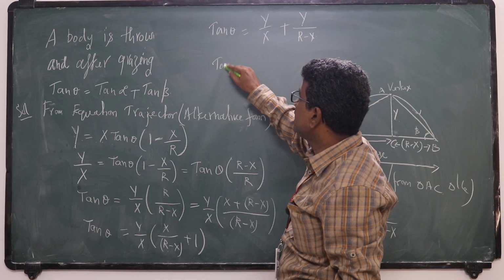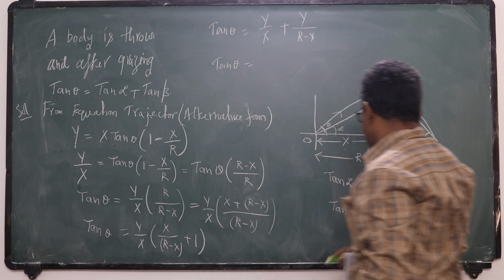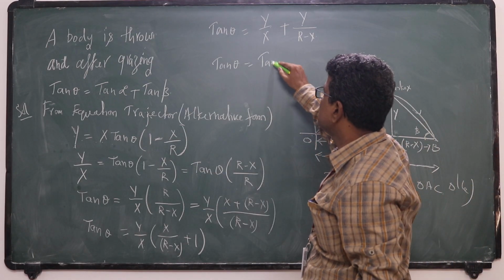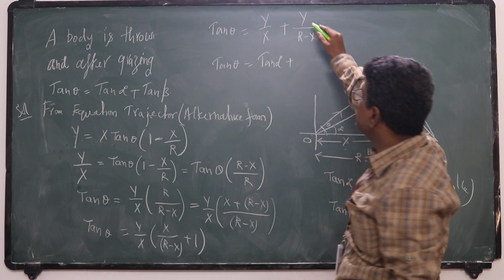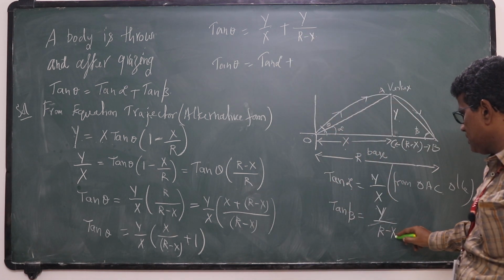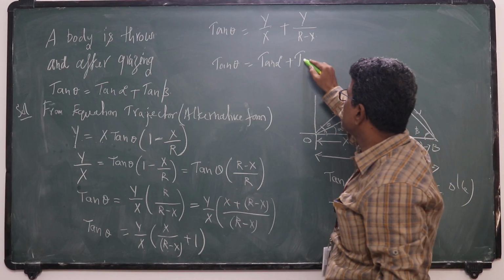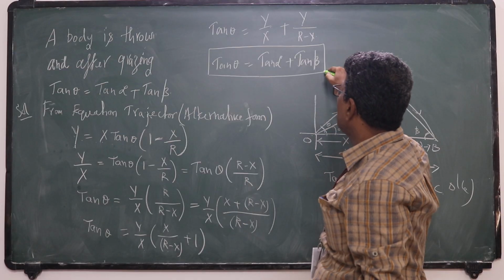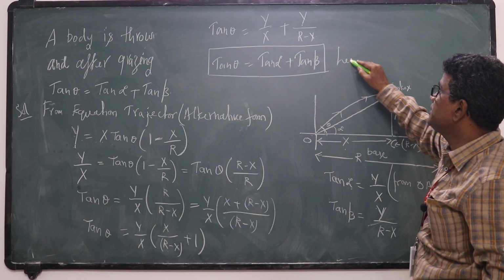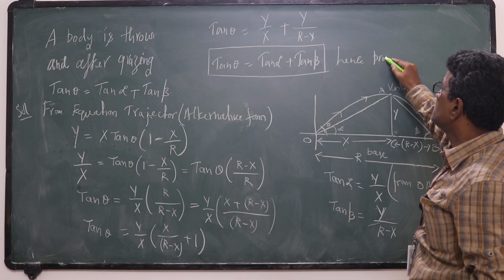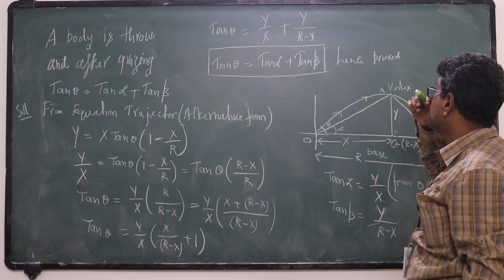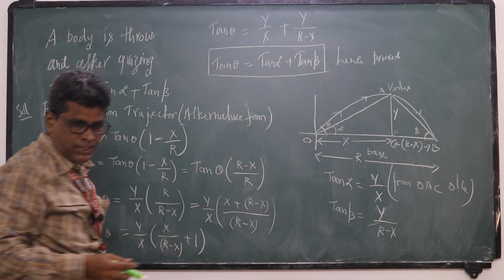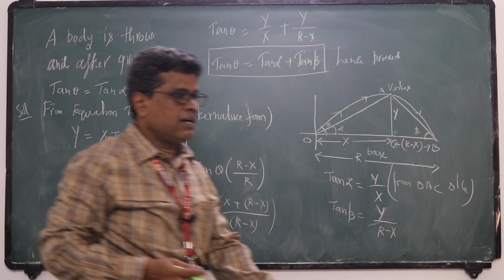Okay. So tan theta is equal to, what is y by x from this? We can write tan alpha plus, what is y by r minus x? We can write tan beta. So tan theta is equal to tan alpha plus tan beta. So hence proved. So this is the proof of this. Okay, take this. Next one.